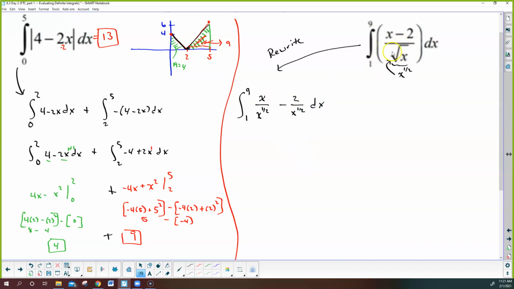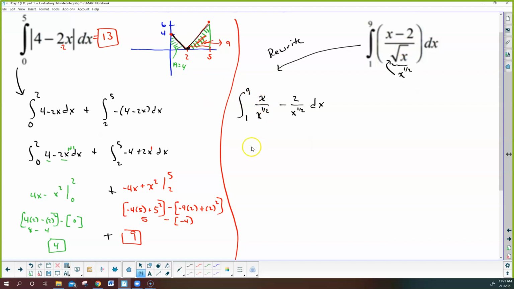Okay? Just notice I rewrote this so each piece up top is being divided by its own value. Now that only works when you have a single value on the bottom. If I had like a plus 5 after this, I could not split that up the way I did here.